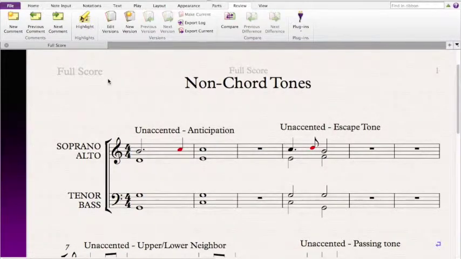Hello everyone, this video is on non-chord tones. Now as the name suggests, non-chord tones are tones or notes that are not a part of the chord or the harmony that is in place at that time. So non-chord tones weren't necessarily created as much as they were discovered to be an entity that existed in music.